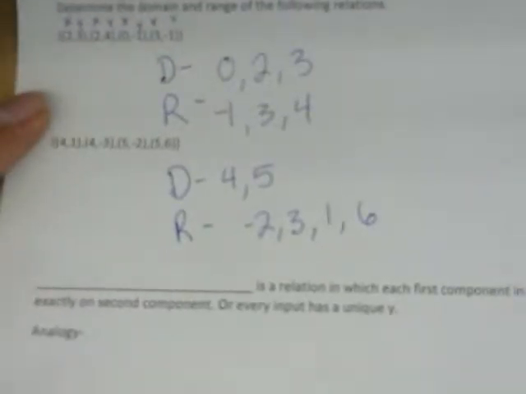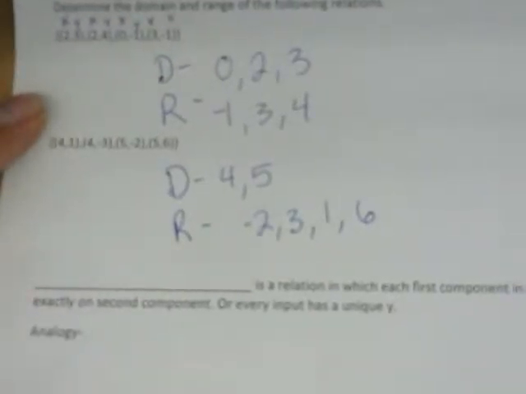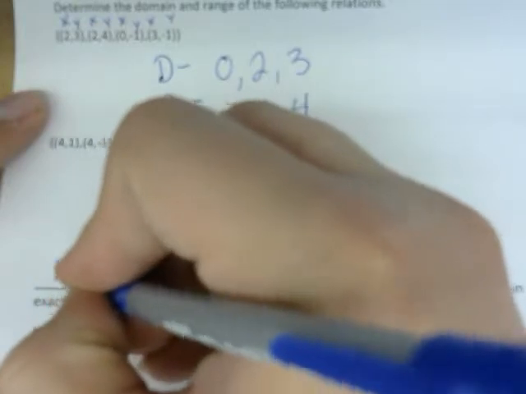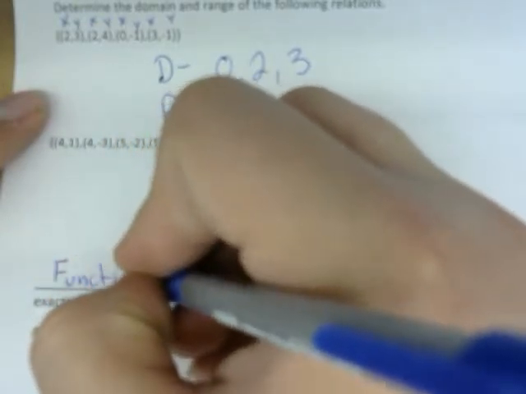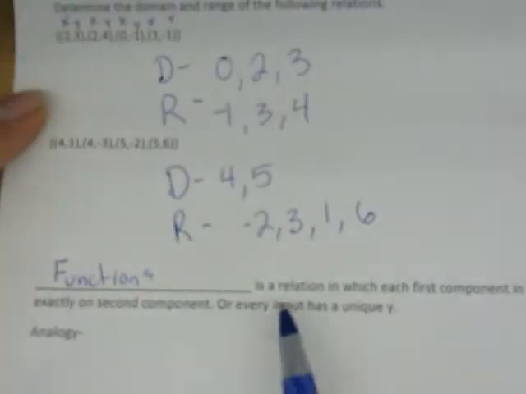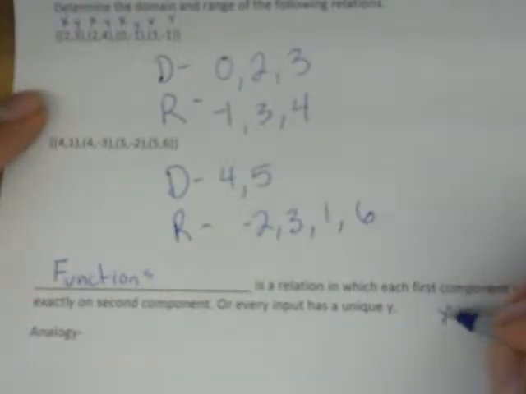Now, the next problem. Functions. In this blank you're going to write functions. A function is a relationship in which each first component in the ordered pair corresponds to exactly one second component, or every input has a unique output, or y. What this means is that every x has a unique y.